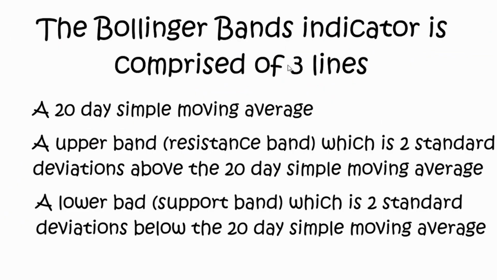The Bollinger Bands indicator is comprised of three lines. The line in the middle is the 20-day simple moving average. Up top of the 20-day simple moving average will be an upper band, also known as the resistance band. This band is two standard deviations added to the 20-day simple moving average. And then below the simple moving average will be the lower band. This is known as a support band, which is two standard deviations below the 20-day simple moving average.